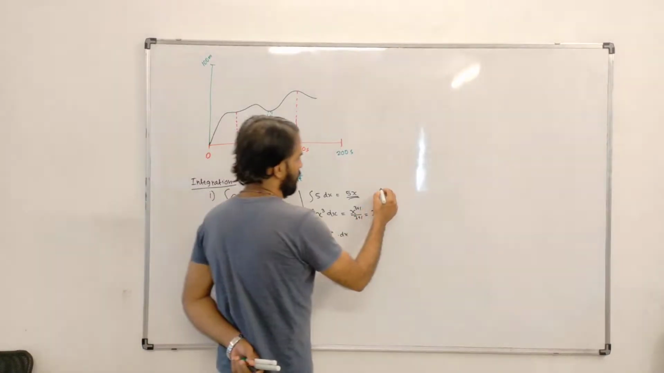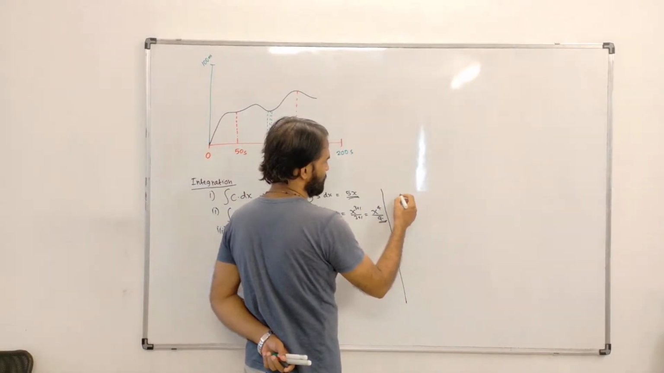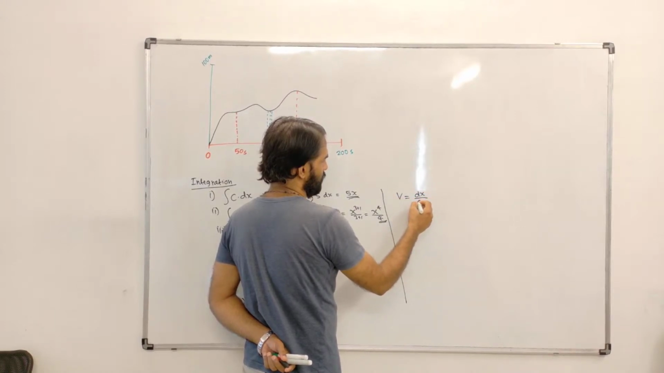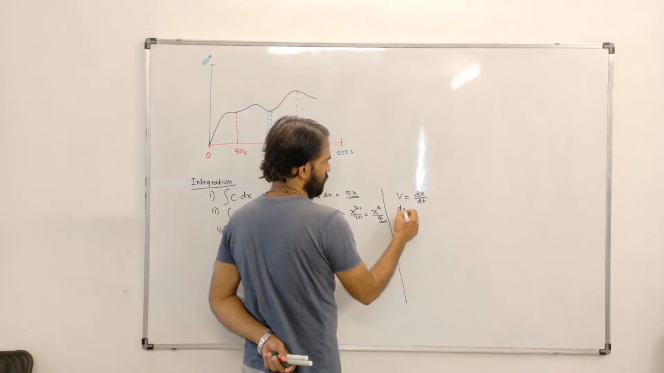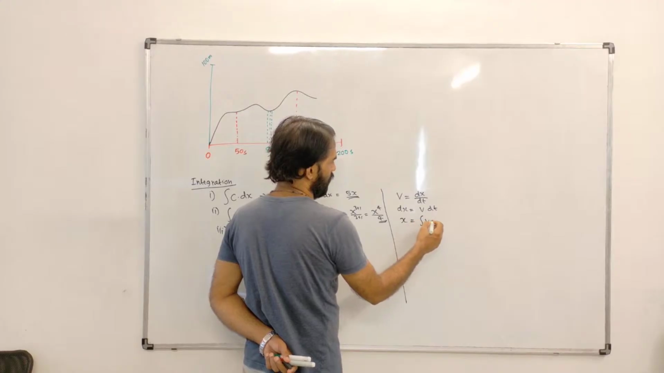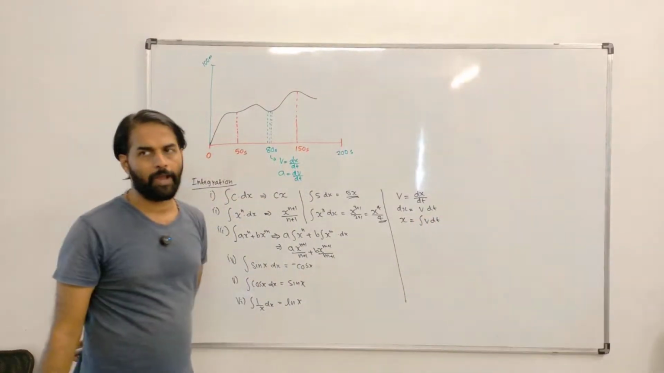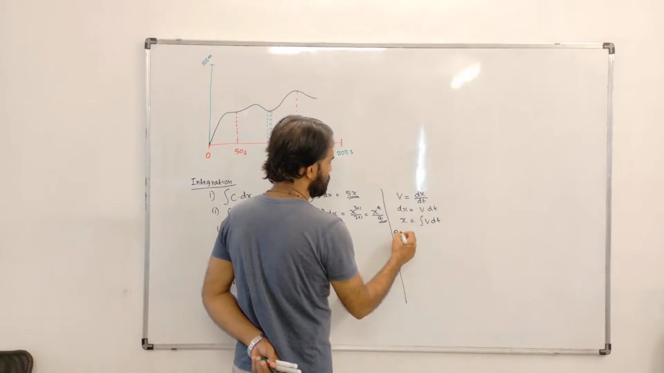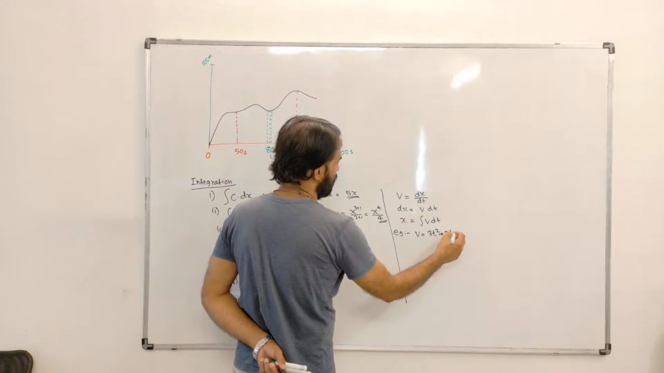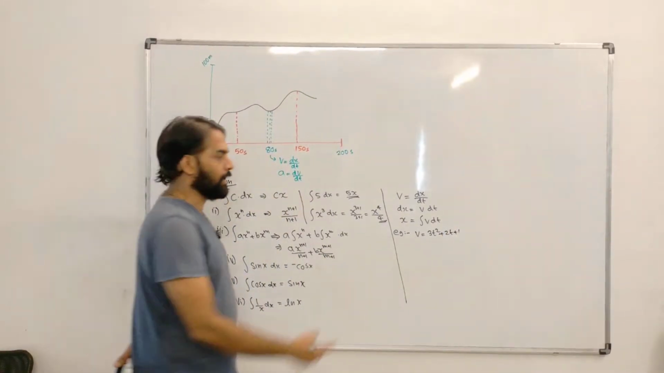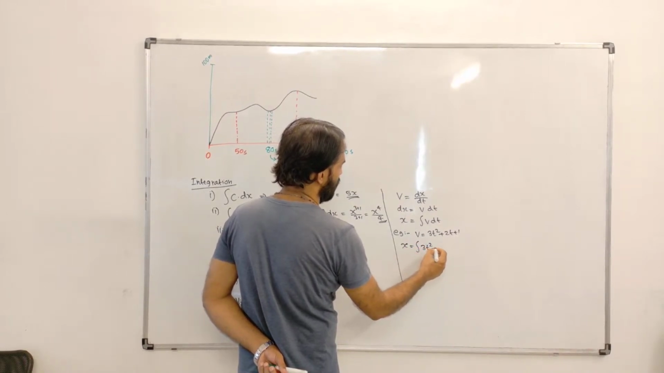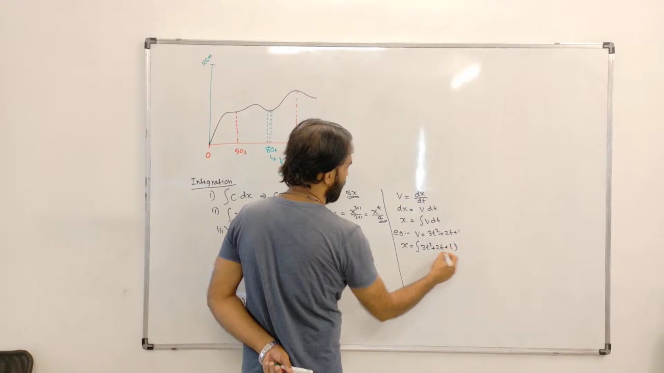Now in integration there is another thing, the upper limit and lower limit. Let's say you know that velocity v is equal to dx by dt. Now dx will be equal to velocity v into dt. So x will be equal to the integral of velocity with respect to time. For example, let's say the velocity is 3t square plus 2t plus 1. In that case, displacement x will be equal to the integral of 3t square plus 2t plus 1 dt.